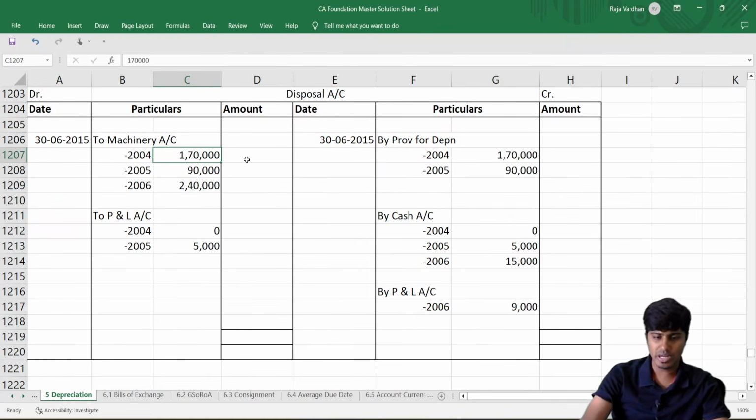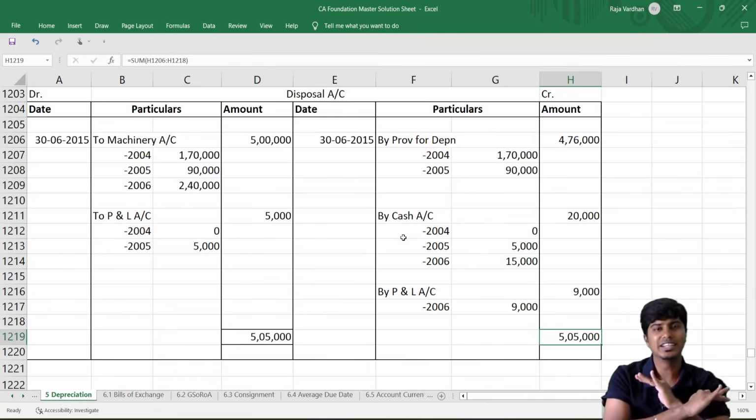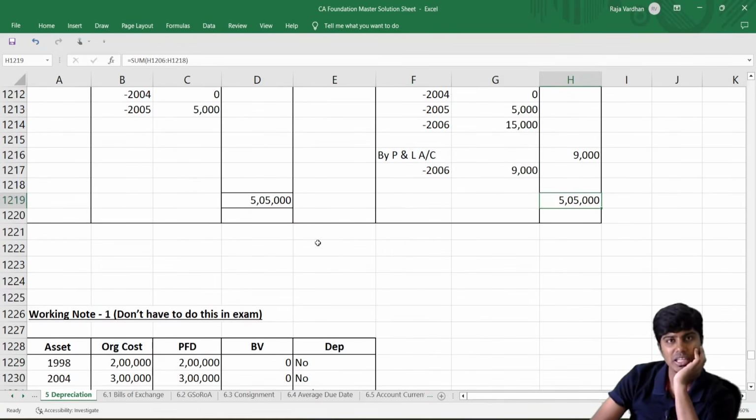So 1 lakh 70 plus 90 plus 2 lakh 40, 5 lakh correctly total. 1 lakh 70 plus 90 is 4 lakh 70, correctly to 76 correctly total. Here I'll write 20,000 correctly total. This would be 9,000, and here I'll write 5,000. And if I do the total, here is 5 lakh 5. Here total is 4 lakh 96 plus 9, 5 lakh 5. The disposal account is also correctly totaled out and nothing's remaining in this.